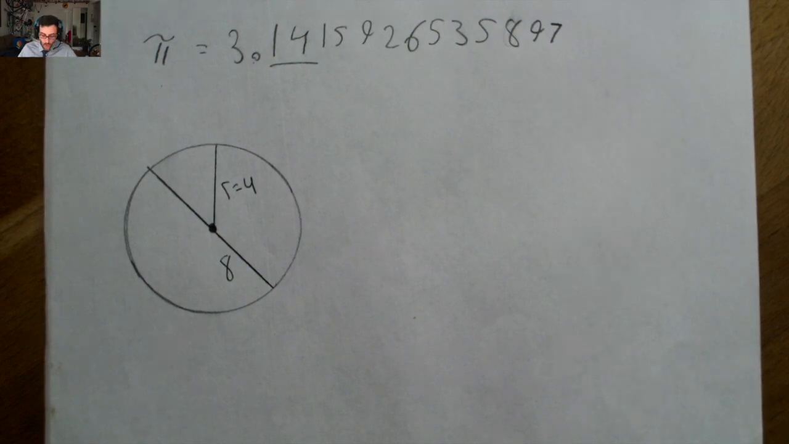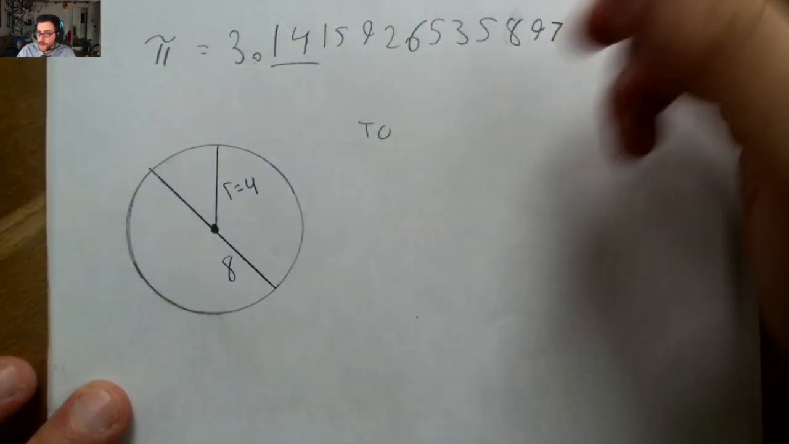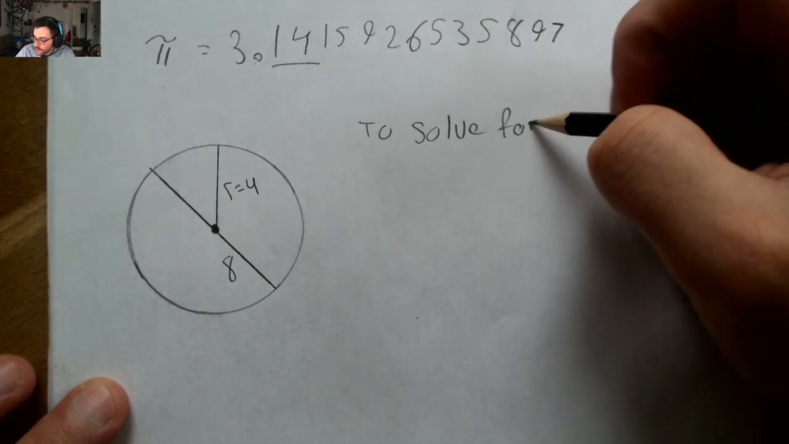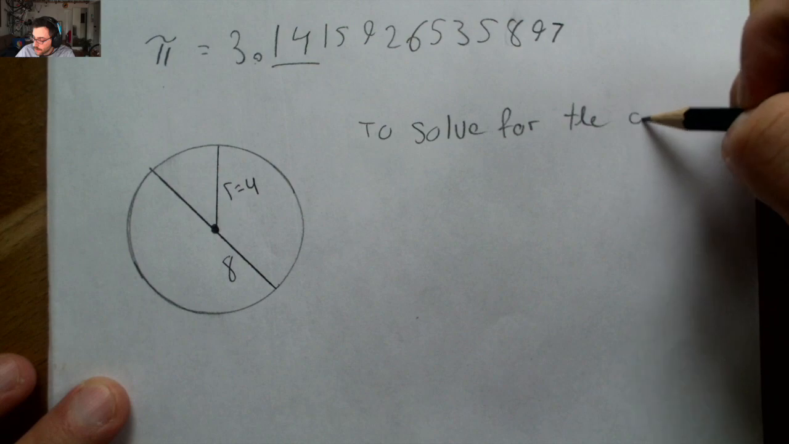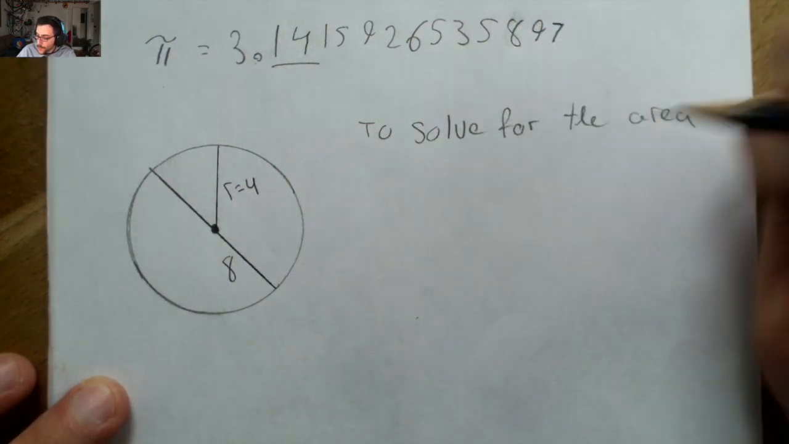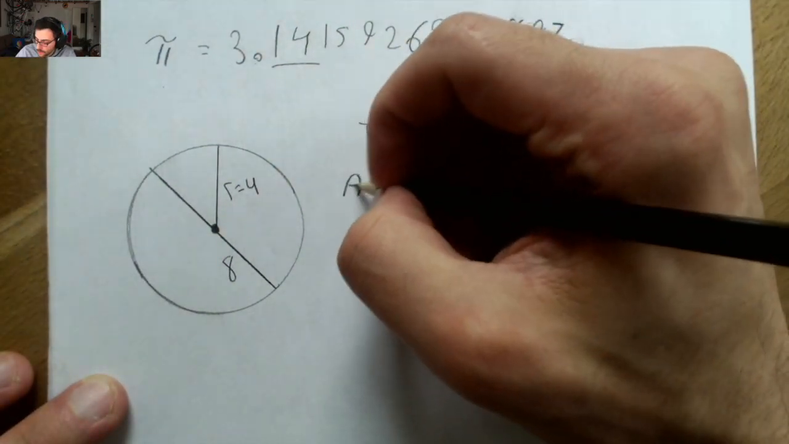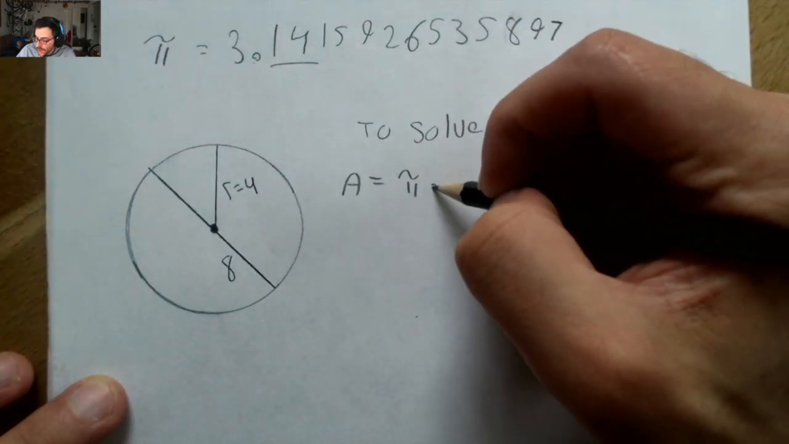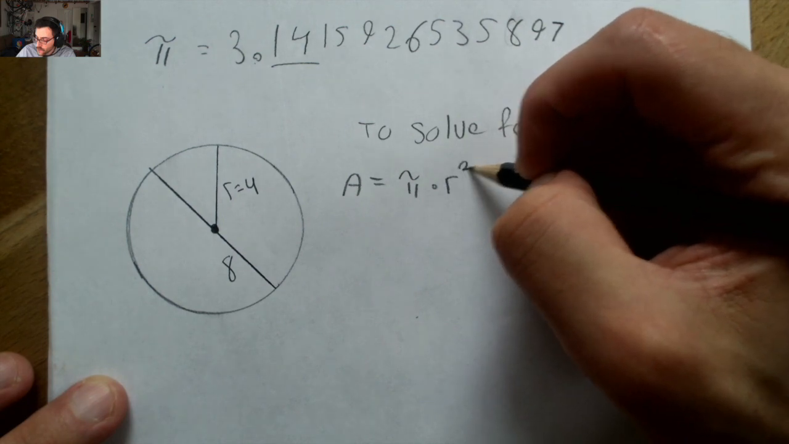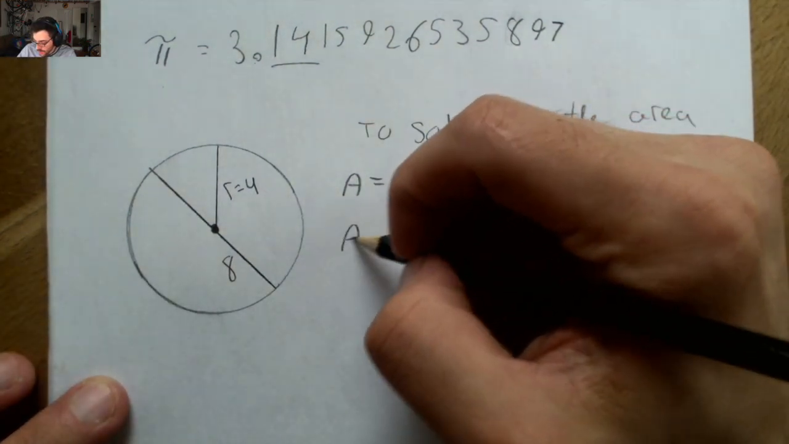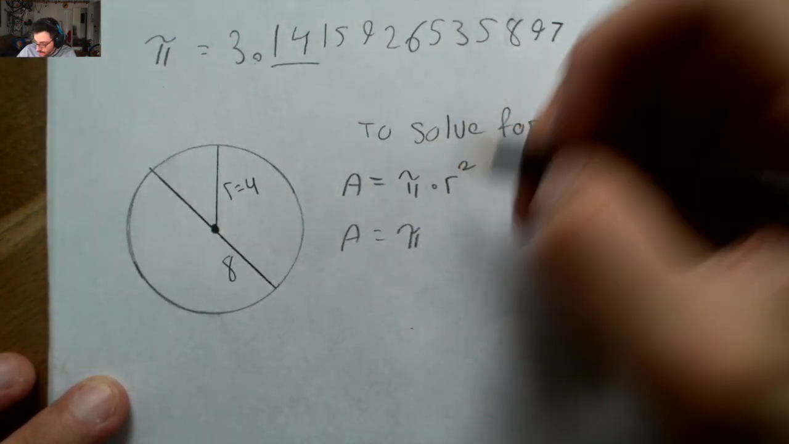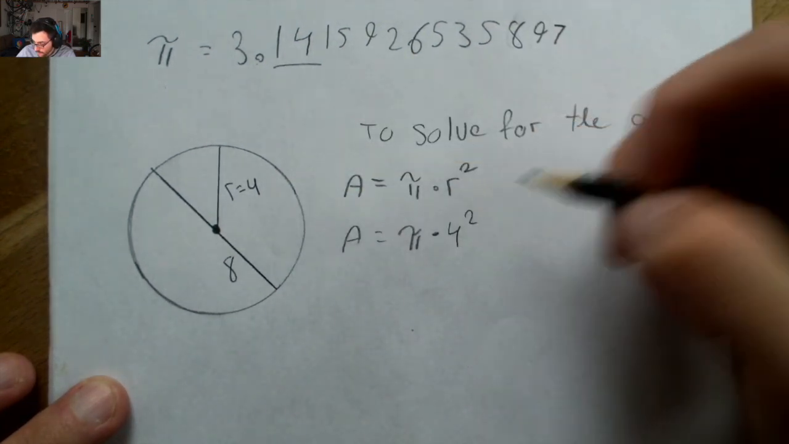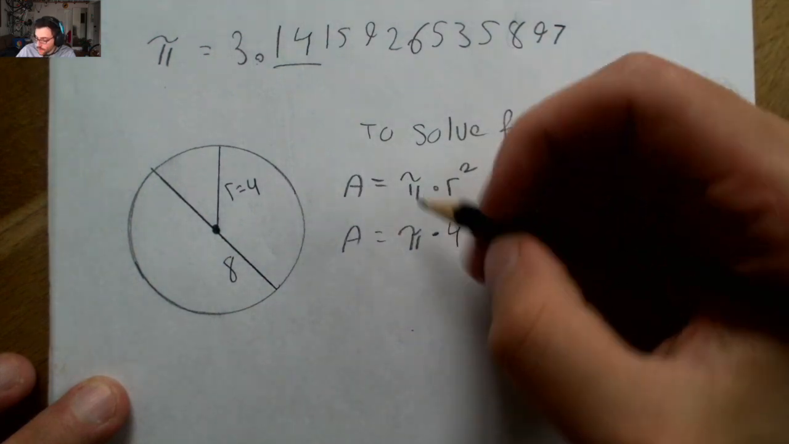If we were to set up an equation to solve for area, we're just going to input our values in. So our original equation is area is equal to pi times our radius squared. We can fill this in here: pi times 4 squared. 4 squared is going to be 16.